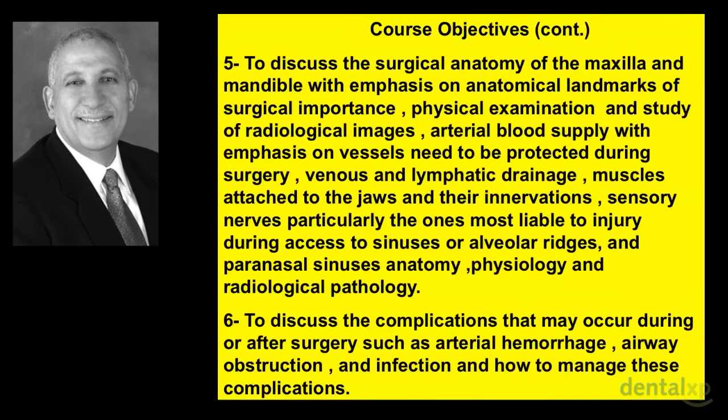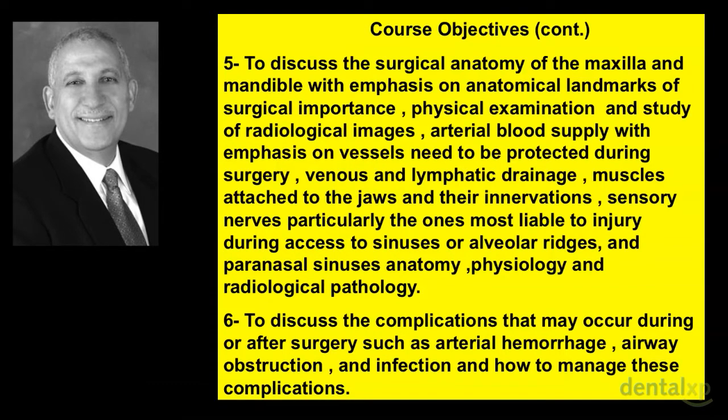Number 5, we will discuss the surgical anatomy of the maxilla and the mandible. These are the 2 organs that the dentist will be dealing with, very similar to ophthalmologists dealing with the eye, or ear, nose, and throat specialists dealing with the ear, nose, and the throat of the patient. We deal with the maxilla and the mandible, and we will emphasize anatomical landmarks of surgical importance, physical examinations of that bone, and the study of the radiological images.